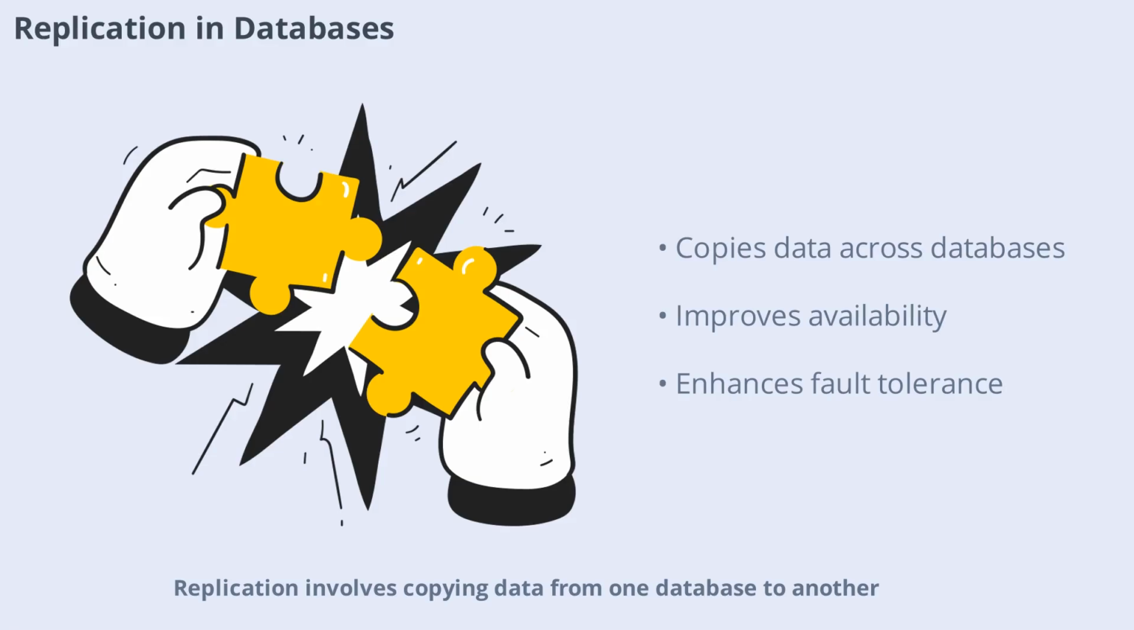Replication involves copying data from one database to another, often in real time. This improves availability, fault tolerance, and performance by distributing the workload. Replication is commonly used in large systems to ensure that data is always accessible, even if one server fails.